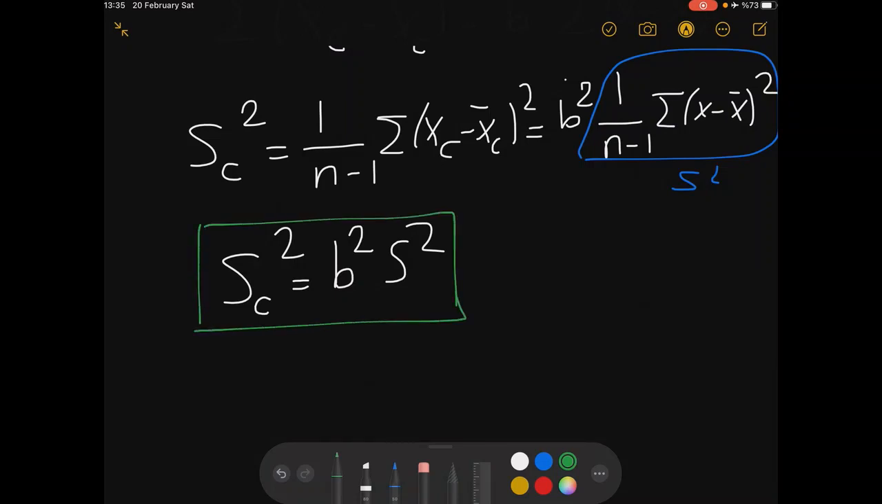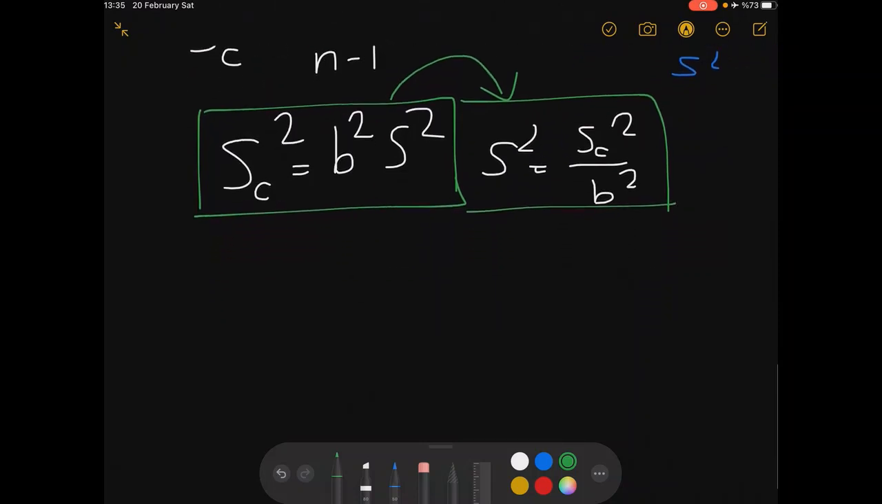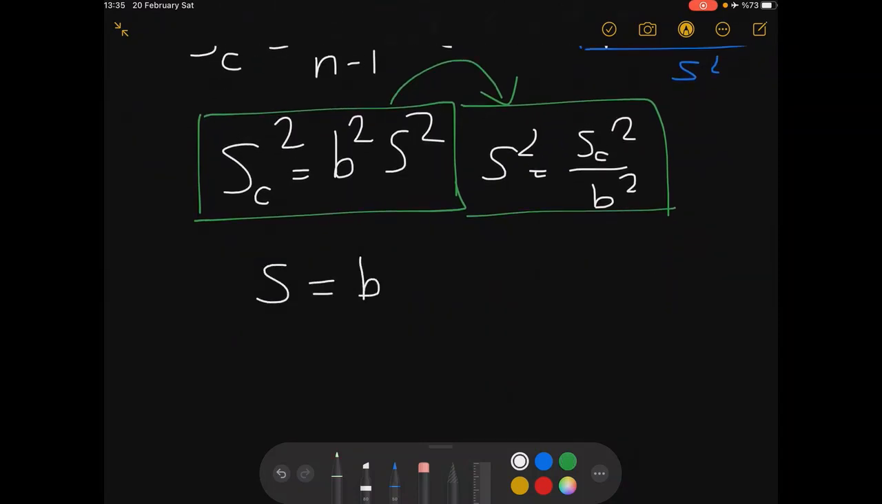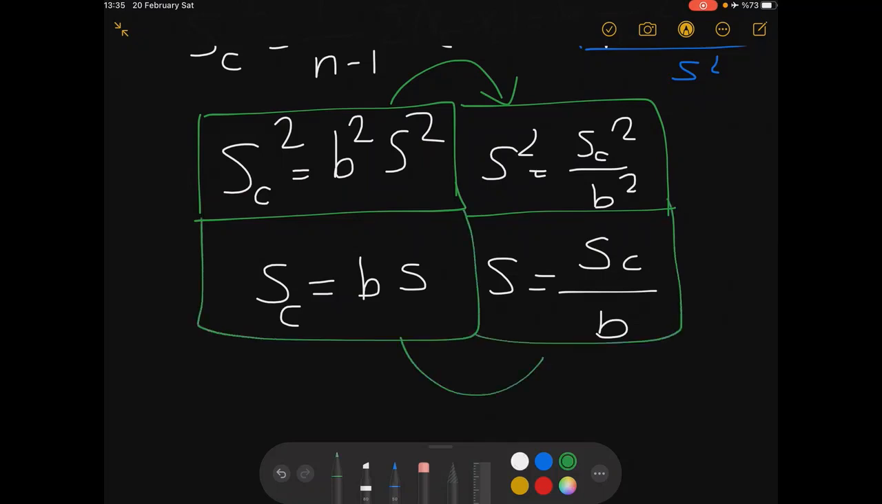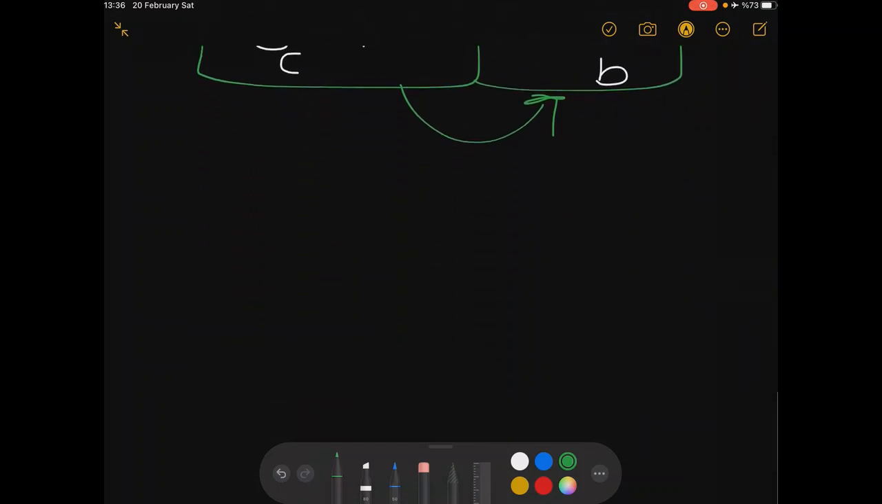Coded variance. If you want to come back from this coded value, you're trying to extract s from here. Your s squared would be s_c squared divided by b squared this time, right? If you want to come back. And of course your s_c is b s, and this is your standard deviation, right? And your s would be s_c over b, not surprisingly. Okay, these would be the effect of multiplicative coding.